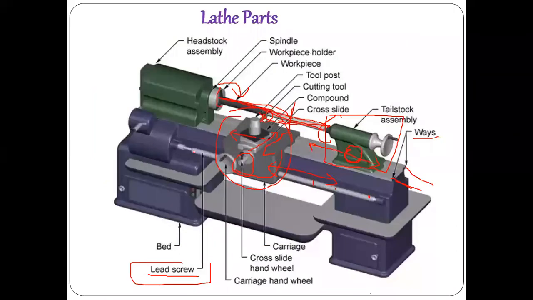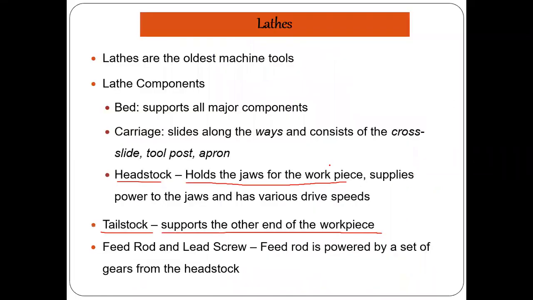Feed rod is also called a lead screw. Whatever this rod is, this is the feed rod or lead screw. It is also rotated by power. By rotation of this lead screw, your carriage moves forward as well as backward. Depending upon the rotation of the lead screw or feed rod, if you rotate it in the clockwise direction, your carriage moves in one direction. If you rotate it in the other direction, it comes in the reverse direction.